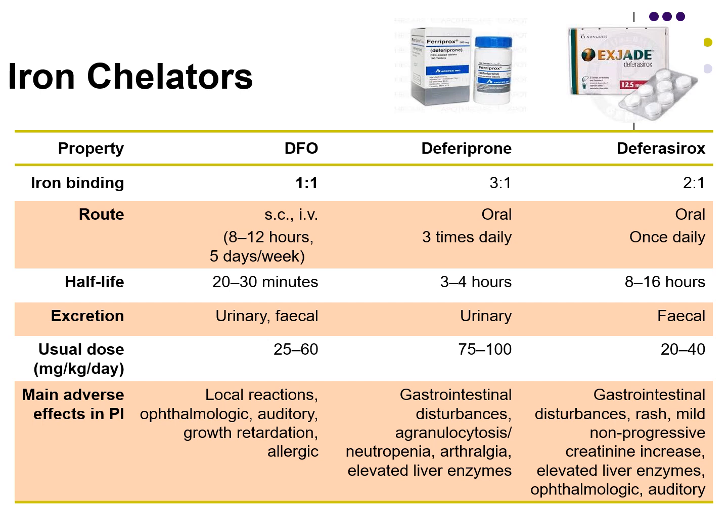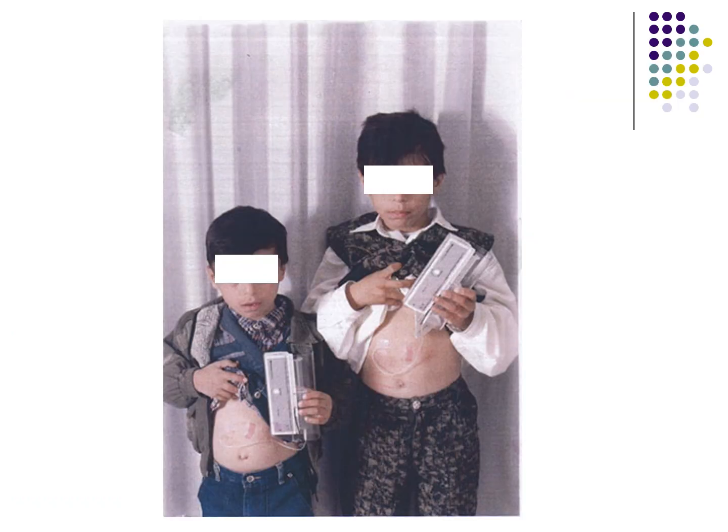And then the most recent is the deferasirox, which is given once daily because it has a longer half-life, 8 to 16 hours. It's convenient because it is oral and once per day, and having a little bit less side effects than deferiprone. It's mainly in the form of gastrointestinal disturbances, mild and non-progressive creatinine increase, or the proteinuria, or even elevated liver enzymes.